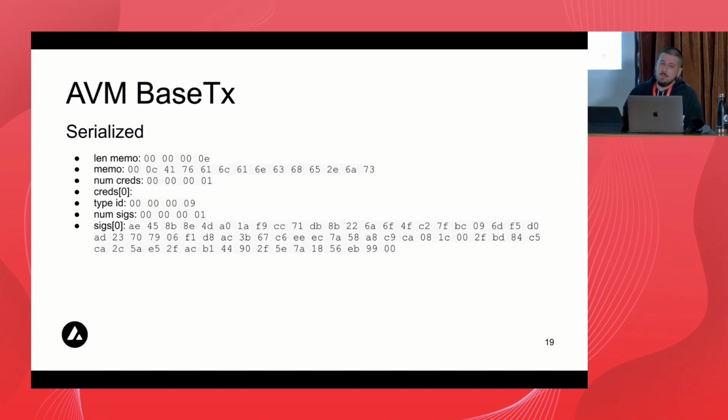And then last, there's a number of credentials. As I mentioned, we have SecP256K1 curves on ECDSA key pairs. We also have NFTs. We also have properties, which allow you to add key value pairs to different outputs. In this particular case, it's saying the type ID of the credential is 9, that's SecP, and then there's going to be 1 signature, and then we have the 65-byte recoverable signature at the end.